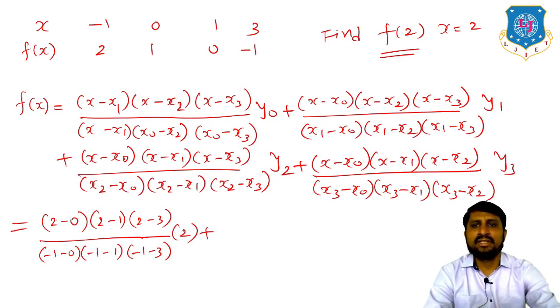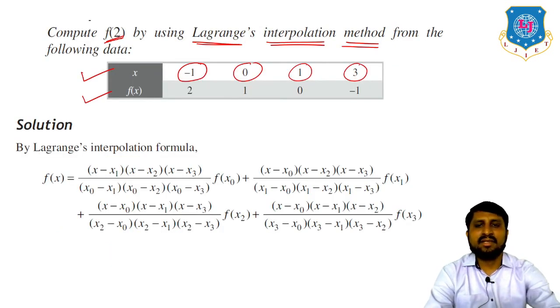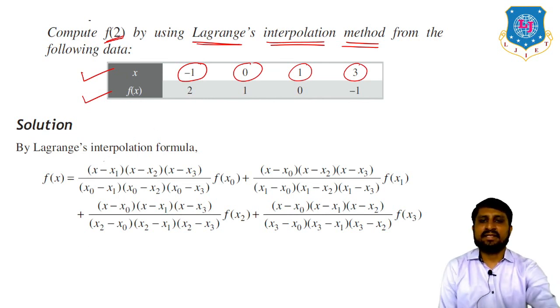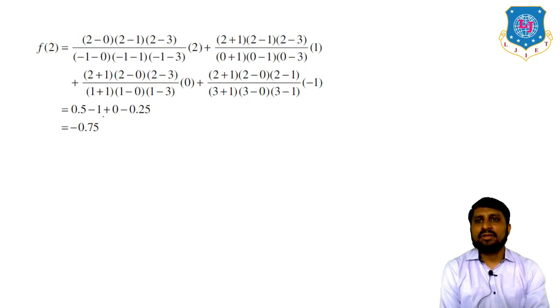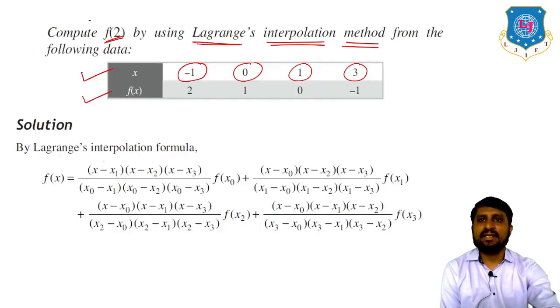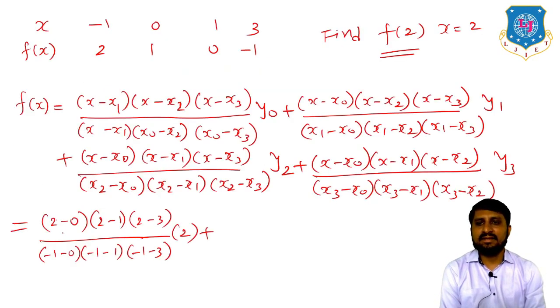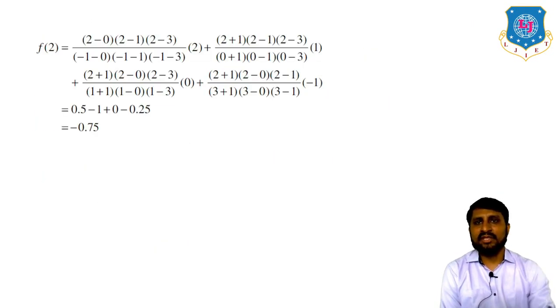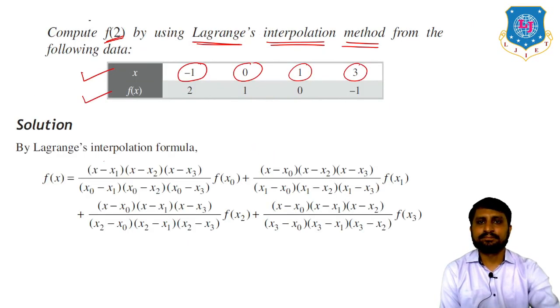So let's see how this example works. This is my formula: x minus x1, x minus x2, x minus x3, upon x0 minus x1, x0 minus x2, x0 minus x3, into f of x0. Put all these values. 2 minus 0, 2 minus 1, 2 minus 3, upon minus 1 minus 0, minus 1 minus 1, minus 1 minus 3, into 2. Now I hope you can understand what your next term is.